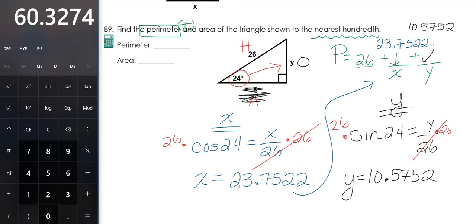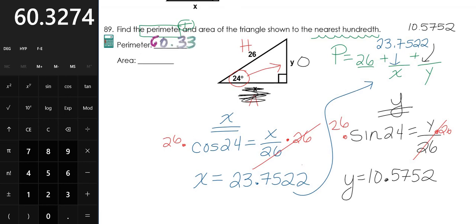I need to round that answer to the nearest hundredth, because that is my final. So 60.33 would be my answer. 60.33 units. It could be feet, it could be inches. I don't know what it is, so I'm just going to write units. Let's move on to area.